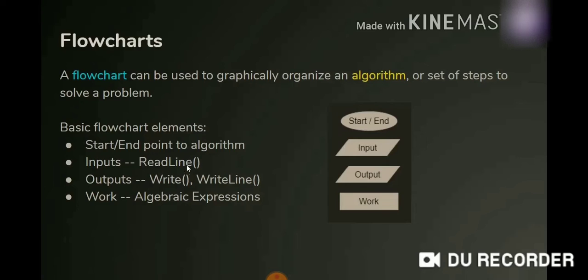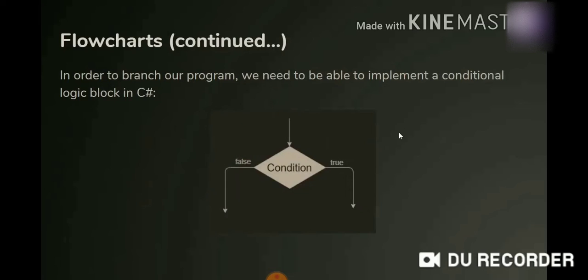Well, we have learned so far to implement an input in C sharp. I can use ReadLine, and to implement the output in C sharp, I can use WriteLine, and implement some work. And then we have a branch in one direction in our code, and if it is false we branch in another direction. So the condition blocks allow our programs to make decisions and adjust the flow of our program accordingly.